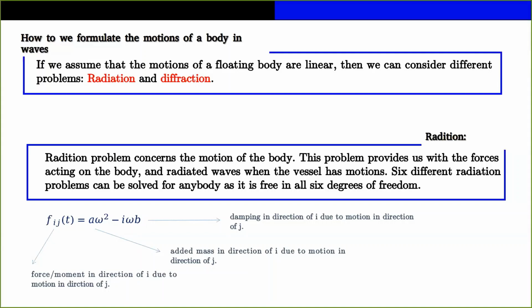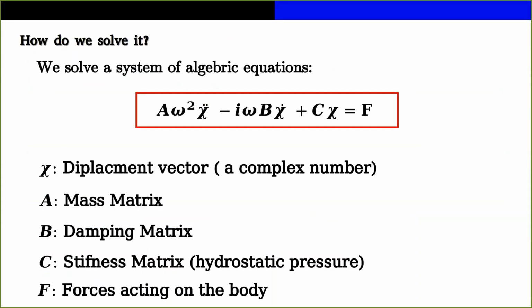And this body can have 2 different types of forces, which are added mass forces and damping forces. Added mass forces are the forces due to acceleration of the body at any moment, and the damping forces are the forces due to generation of the waves around the body, and they're very important for us to know. If we know all the forces acting on the body due to any of those 6 motions that the body can have, then we can formulate the motion of a floating object in 6 degrees of freedom in the frequency domain in a very simple way.